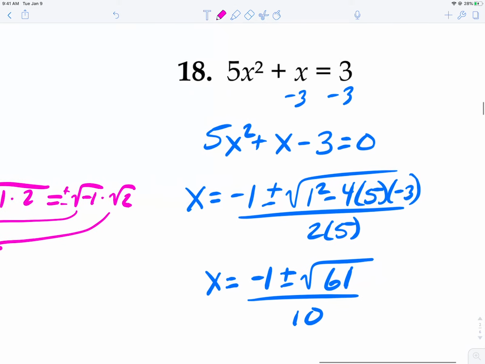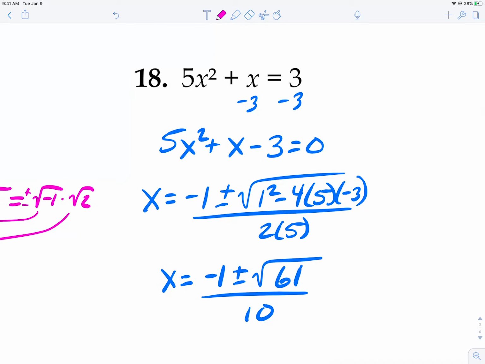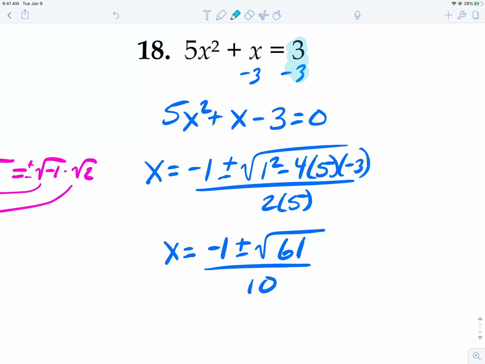Number 18, this does have all three terms, so I needed to get them all on the same side, so I first subtracted 3 to get it to equal 0. And I couldn't come up with anything that multiplied to negative 15 while adding to 1, so I decided I had to do the quadratic formula. So when I plugged it into the quadratic formula, I got negative 1 plus or minus the square root of 61, over 10.